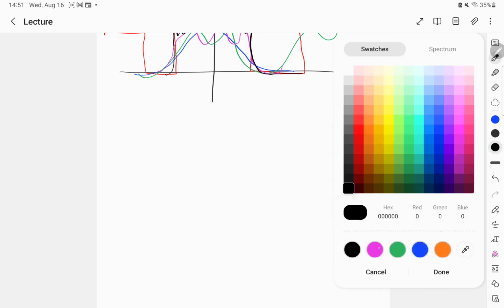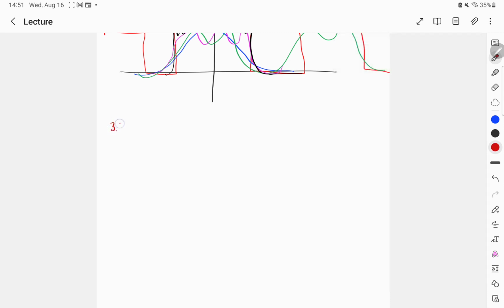Now let's move on to the next subject, which is 3.5, properties of continuous time Fourier series. And here, suppose that x(t) is a periodic signal with period T and fundamental frequency omega, which is equal to 2 pi over T. Now let me write this down.